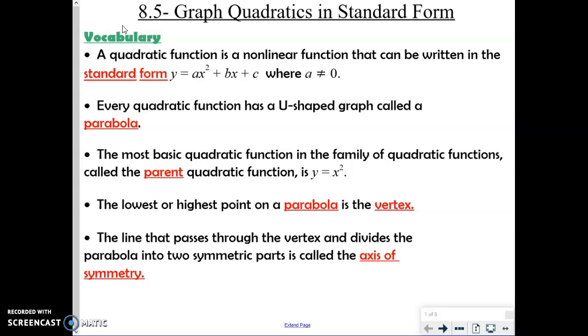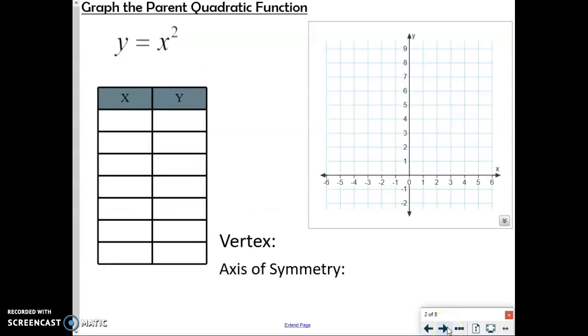So with that in mind, let's take a look at the parent graph and how we would go through this. Like with any other graph, we need to figure out where we're going to start. And every time we do that, we want to start at the vertex. So in this case, the vertex actually ends up being the origin. The reason is that if we put 0 in for our x, 0 squared is 0, and there's our y.